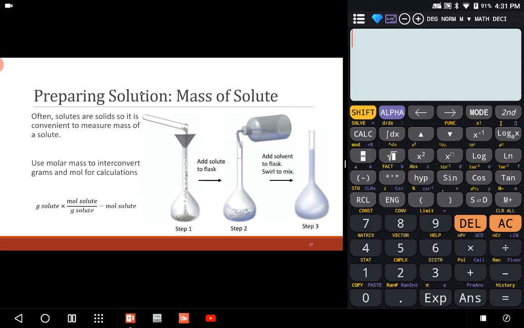A lot of times when we prepare solutions, we have to start with a mass of a solid. And so we take some solid, we weigh it out on a balance, and then we add it to a flask, add some solvent, swirl, mix, make a solution. And we learned earlier how to convert between the unit of grams and moles. And so this tool here was our molar mass. We use molar mass as our tool whenever we're trying to go from a solid mass to the mole unit.